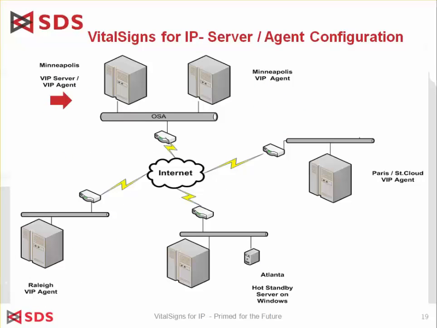Here's an example of an optional VIP customer environment. Here we have a server and an agent installed on one LPAR in Minneapolis, and a few agents installed on LPARs in Minneapolis and Paris St. Cloud. Then we have another agent installed on an LPAR in Raleigh and Atlanta. Lastly, we decided to add a hot standby server running on Windows in Atlanta. We've seen in some customer environments where a primary server is running on z/OS and the backup server is on a Windows platform. You have the flexibility to choose which operating system works best for your environment.